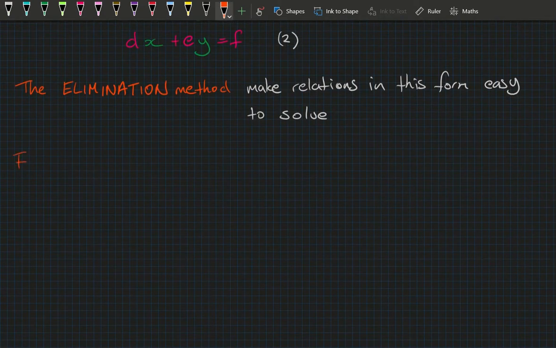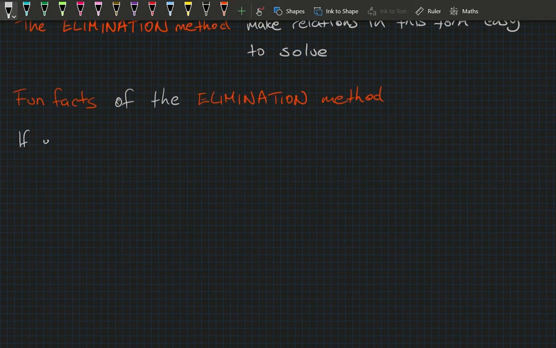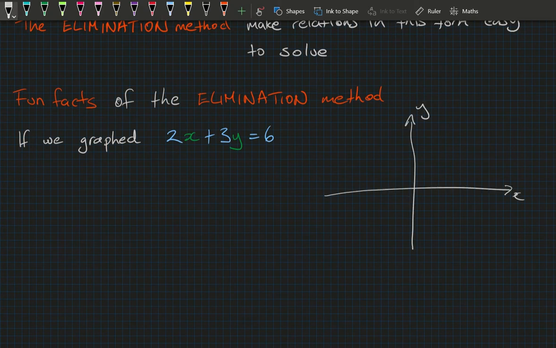Okay, so here are some fun facts that will both show us why we can use this method and spell out some rules that we have to stick to while using this method. So imagine we have a relation 2x plus 3y equals 6 and graphed it on these roughly drawn axes. Using the intercept method, when x is 0, y has to be equal to 2, and when y is 0, x has to be equal to 3. So we'd end up with this line here.